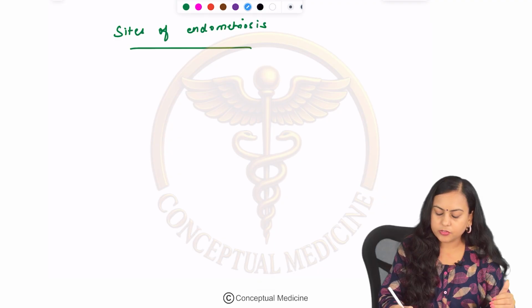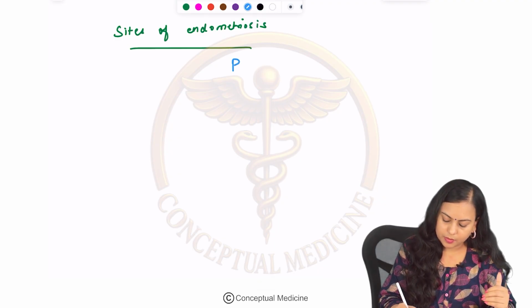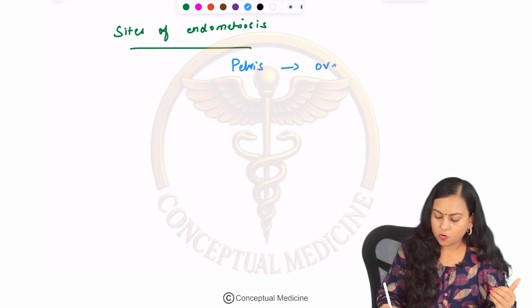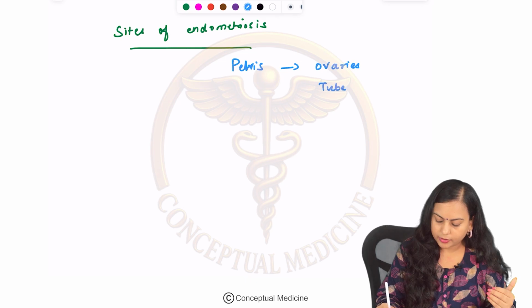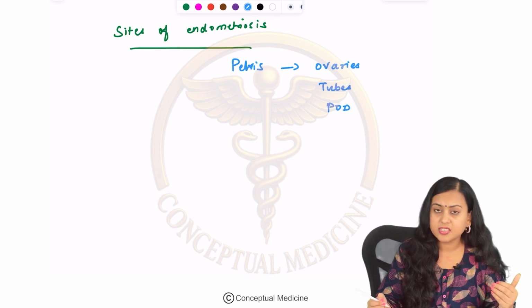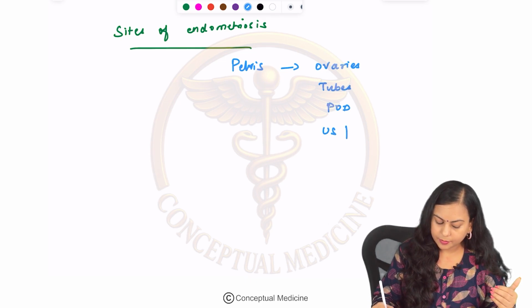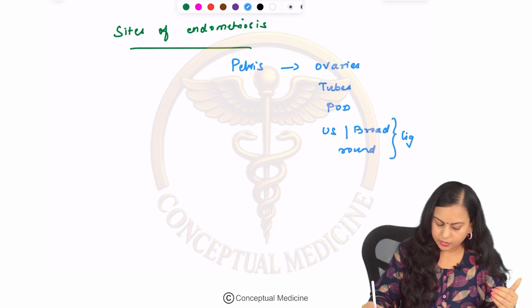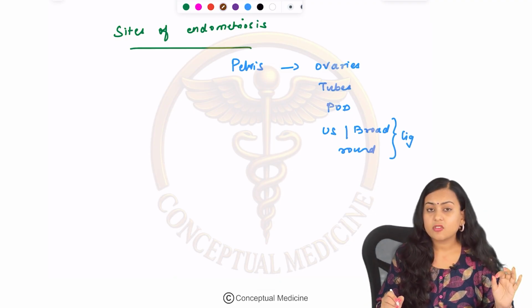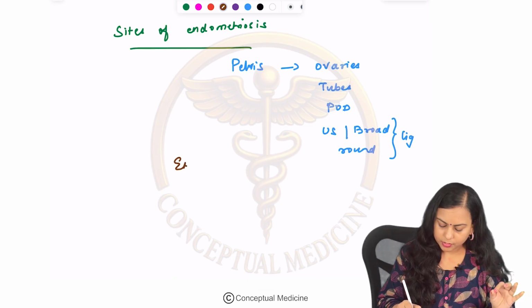So endometriosis common site is going to be pelvis, okay, and in the pelvis, yes, ovaries are going to be the most common site, but it can also occur in the tubes or the pouch of Douglas or even your uterosacral ligaments or your broad ligaments or even your round ligaments, right? And extrapelvic site is also possible.